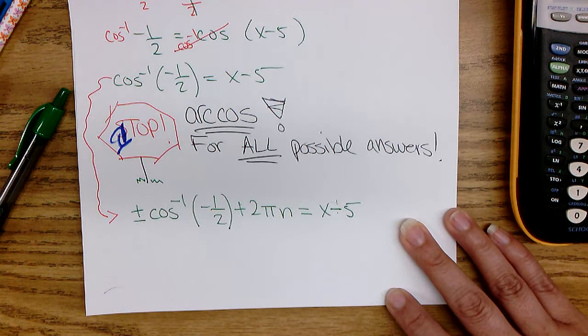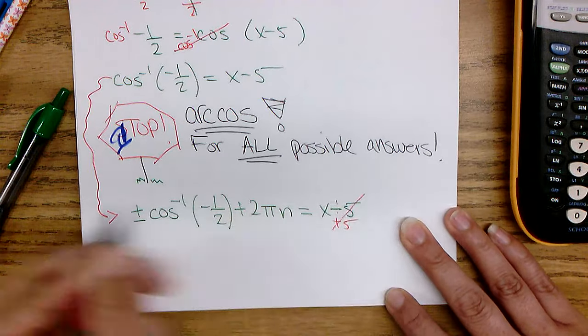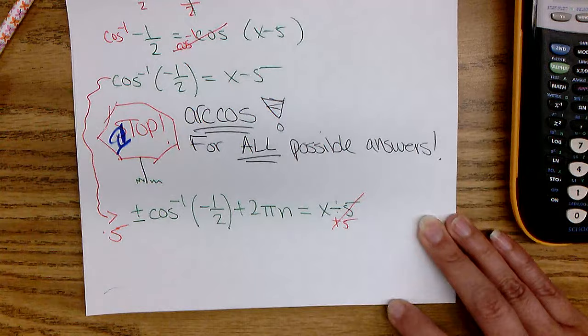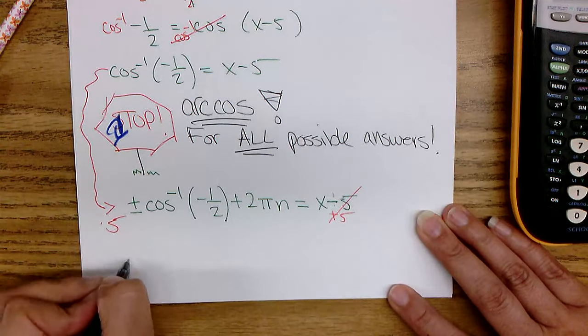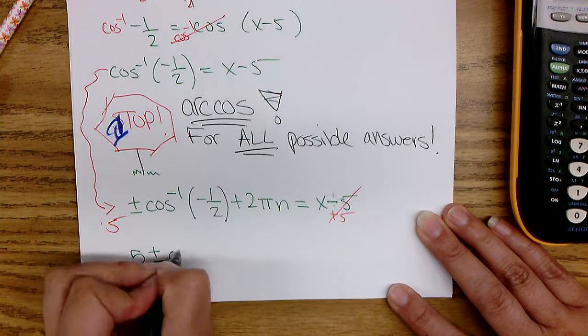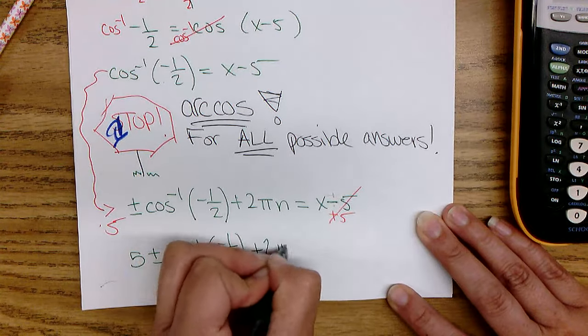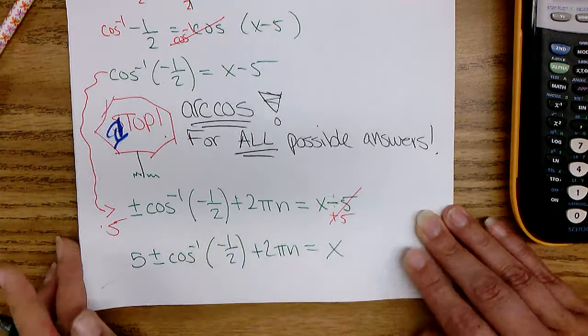And now, Jordan, we can do the last step. Add 5. Okay. So we end up with 5 plus or minus cosine inverse negative 1/2 plus 2 pi n equals x.